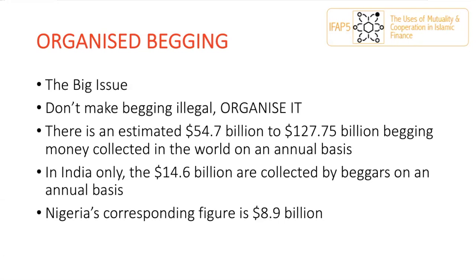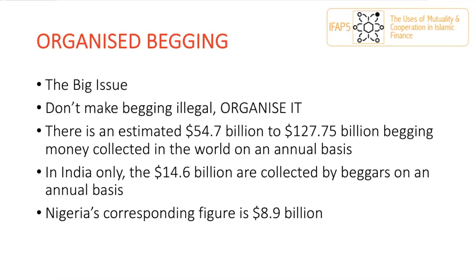And in a number of countries, this is a huge market. We don't realize it. There is an estimate of about $50 billion market worldwide. So there is an estimated 54.7 billion to 127.75 billion begging money collected in the world on an annual basis. This is the market, a huge market. In India only, 14.6 billion are collected by beggars on an annual basis. It's serious money. Nigeria's corresponding figure is about $9 billion on an annual basis.